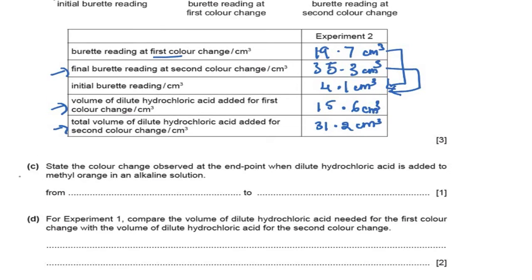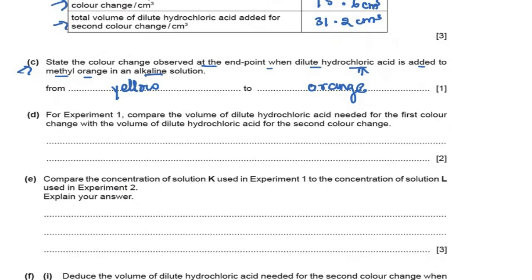The next sub question says, state the color change observed at the end point when dilute hydrochloric acid is added to the methyl orange in the alkaline solution. Methyl orange shows yellow color in alkaline form, and in acidic form it shows either red or orange. So I'm writing yellow to orange color. Our answer is yellow to orange.